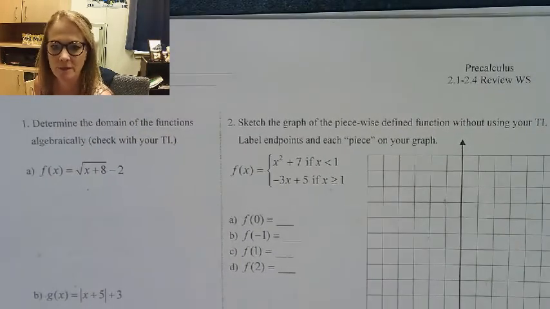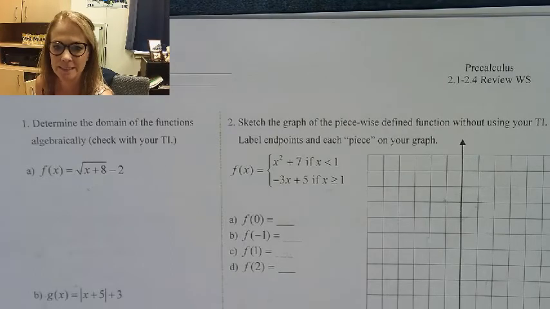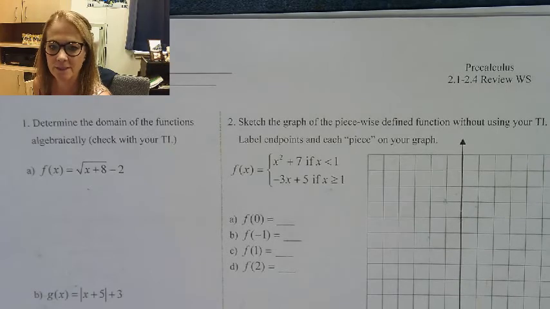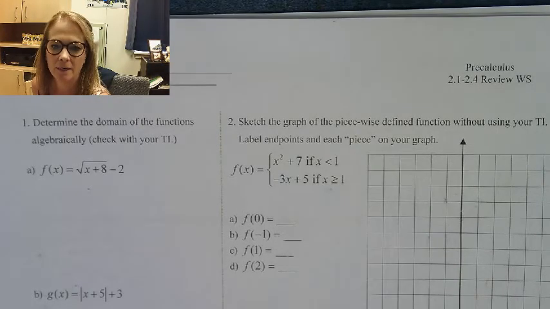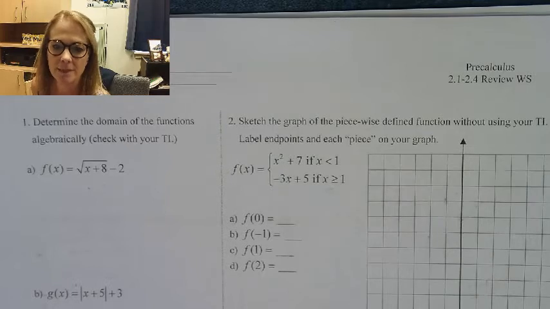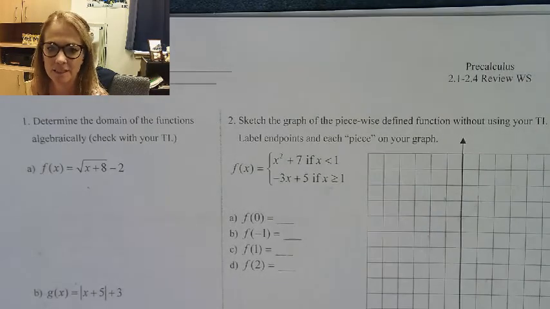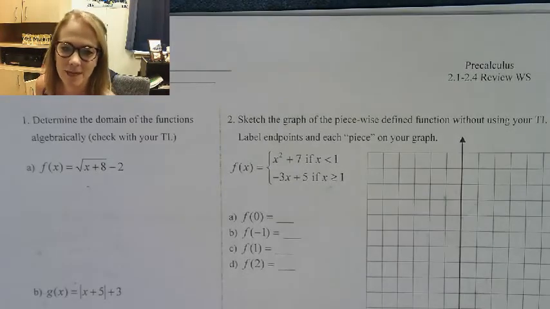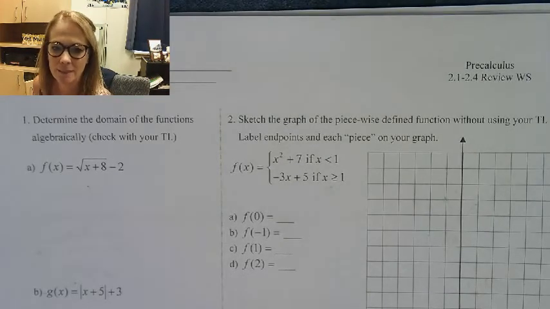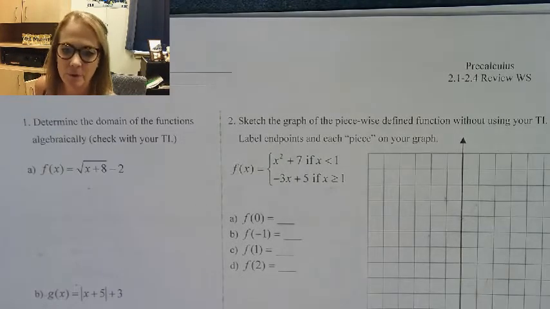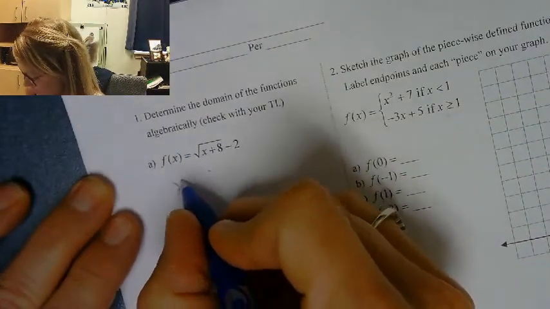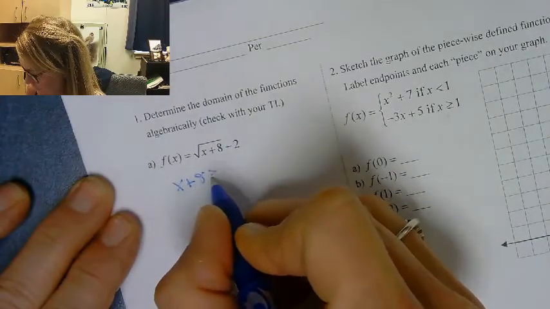Determine the domain of the functions algebraically. Check with your TI. Okay, so we've got to look out for restrictions before we can establish the domain, and we're going to be looking at even roots and denominators. Those are going to present a potential problem, and this is an even root, so I've got to ensure that what is underneath that even root is positive. We don't want any imaginary numbers, or 0 would be okay because the root of 0 is 0, so that's okay. So I'm going to take what's under the radical and set it greater than or equal to 0.